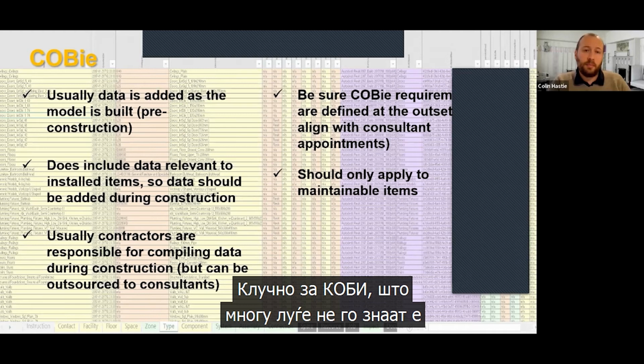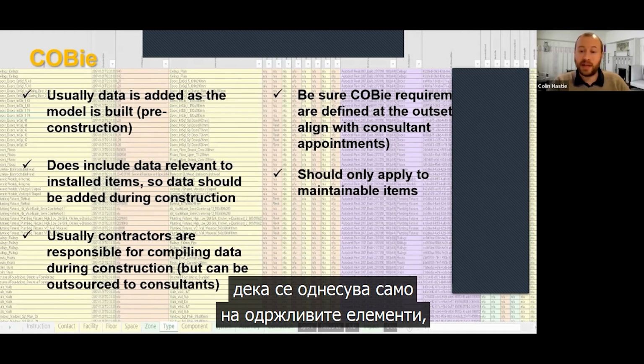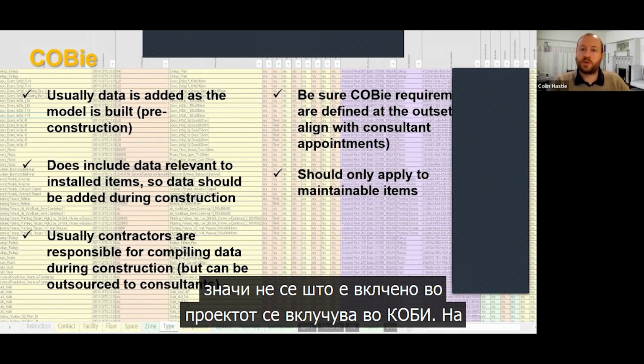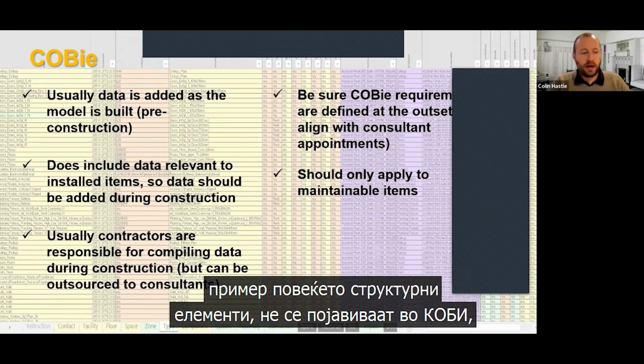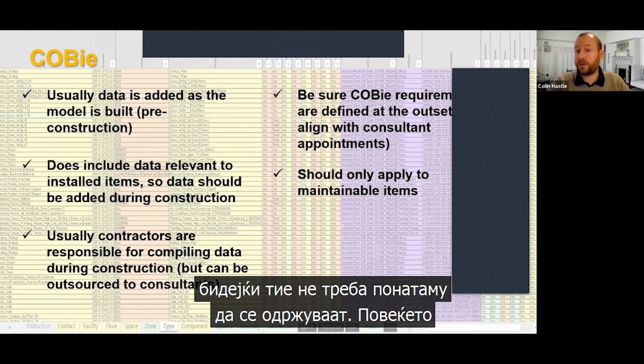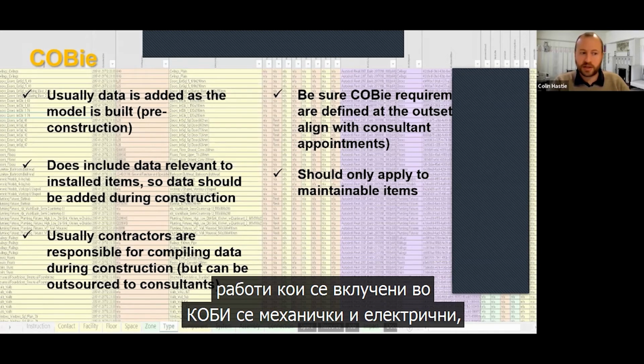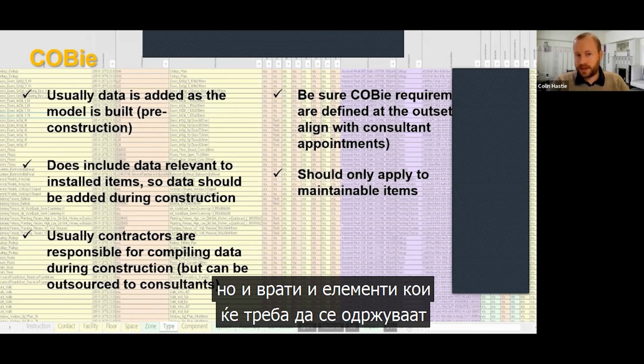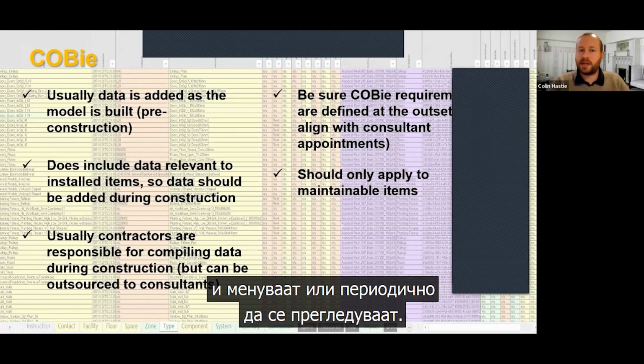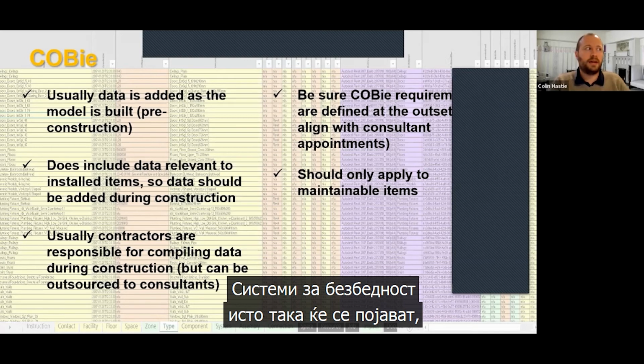The key thing with COBie that I think a lot of people miss is that really it's only for maintainable items. So everything that is built in the project doesn't go into the COBie spreadsheet. For example, most structural elements won't appear in COBie because there's no maintenance requirement for structure. Most things that go into the COBie spreadsheet tend to be mechanical and electrical, but like I say, doors will go in, elements that need maintaining, replacing, or checking periodically. So any kind of life safety systems will definitely appear in there.